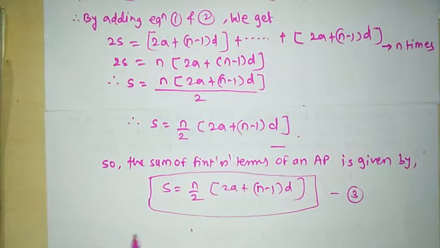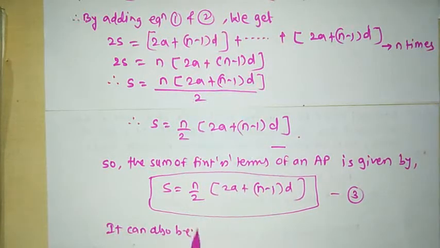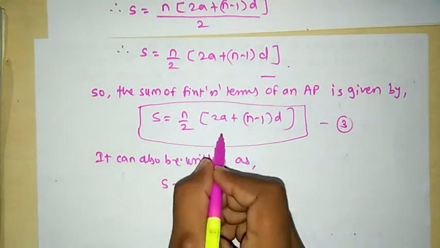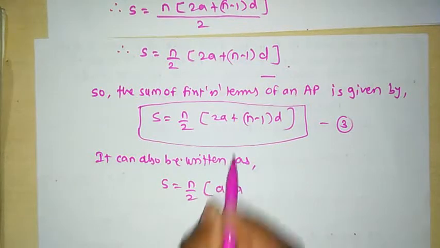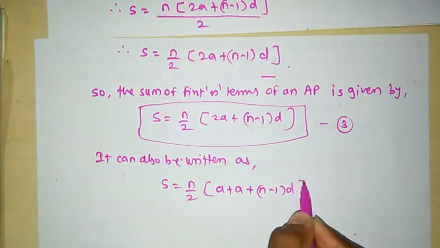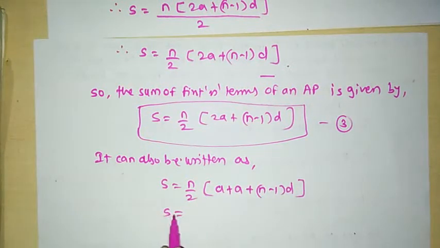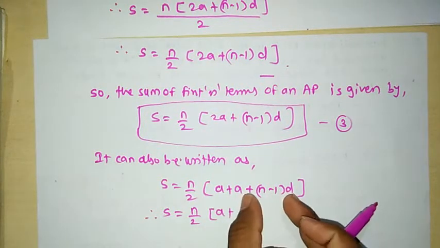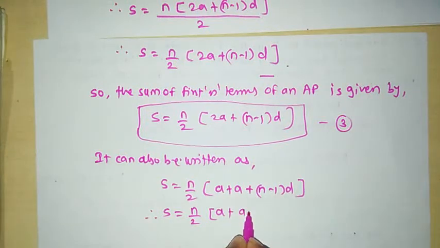This formula can also be written as s is equal to n by 2. Instead of writing 2a, we will write here a plus a. Is it okay? Instead of 2a, we can write a plus a, then plus n minus 1 into d as it is. Now see here, therefore s is equal to n by 2. Now look here, a plus n minus 1 into d is nothing but an.